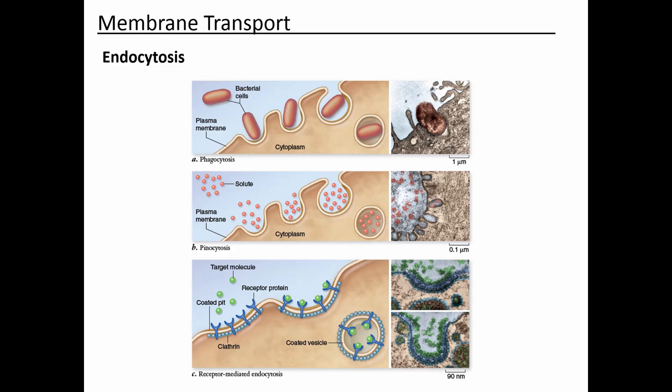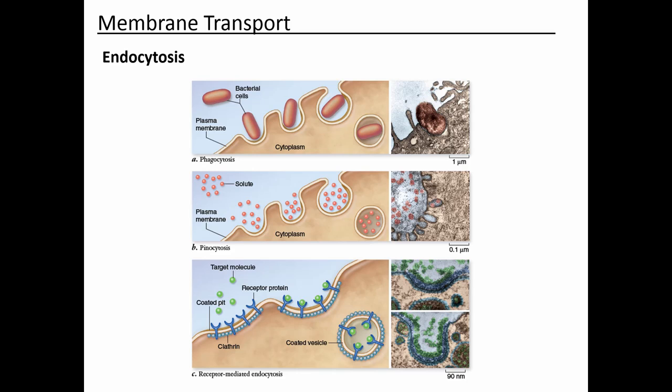And then eventually that portion of the plasma membrane that's surrounding something on the outside of the cell is going to pinch off from the rest of the plasma membrane. That forms a vesicle that's now on the inside of the cell, and the contents of that vesicle used to be on the outside of the cell. So in endocytosis, the product is a vesicle on the inside of the cell, and the membrane of the vesicle used to be a part of the plasma membrane.